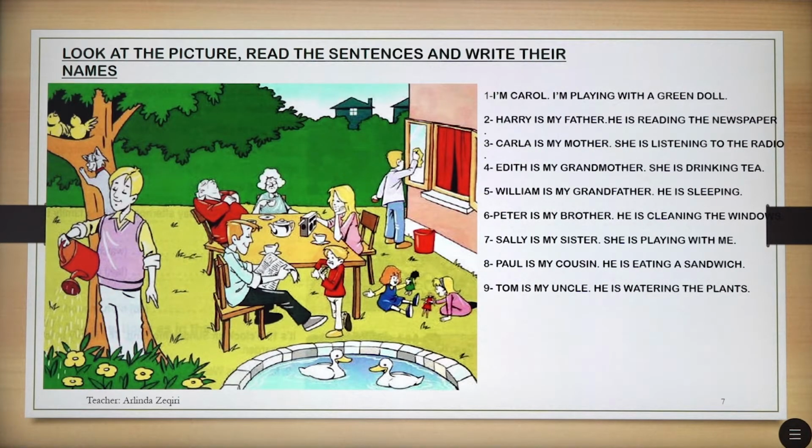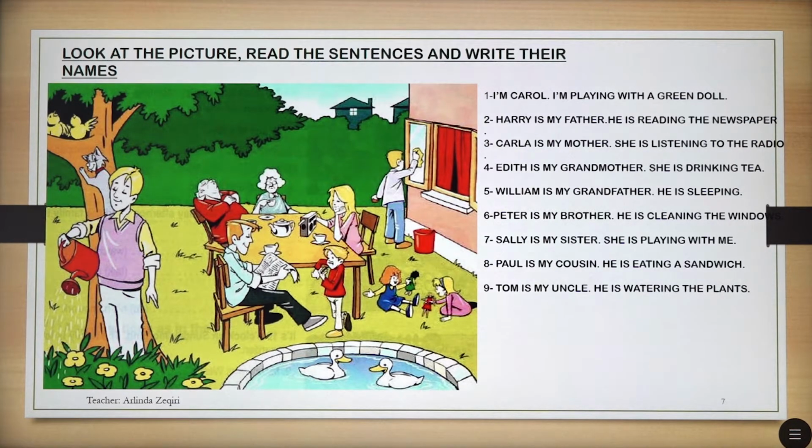2. Harry is my father. He's reading the newspaper. So let's see, where is he? Okay, next to the table. So he is reading the newspaper. Number 3, Carla is my mother. She's listening to the radio. Okay, did you find Carla? Yes. She is next to the table, so she is listening to the radio.